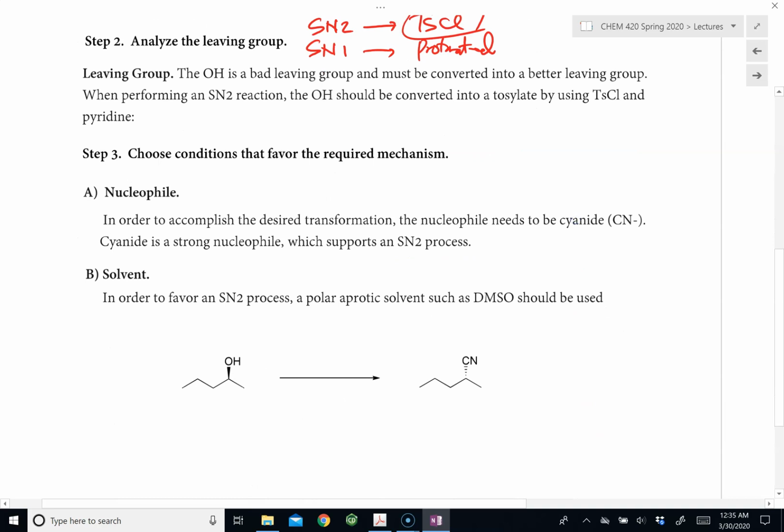And third, choose the condition that would favor the required mechanism. In this case, first our nucleophile. Our nucleophile will be the cyanide, since that group is replacing the alcohol, and cyanide is a good nucleophile, and we want to perform an SN2 reaction. So this is the right nucleophile. And now to make it into an actual reagent, all we have to do is give it a cation. In this case, we can use anything that is positive. We can use sodium, and now we will have the real reagent, sodium cyanide.